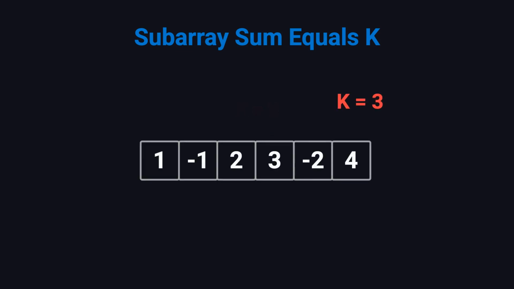Now let's look at a slightly more interesting example that includes negative numbers. The array is 1, -1, 2, 3, -2, 4, and k equals 3. In this case, there are 3 valid subarrays. The first one is 1 plus -1 plus 2 plus 3 plus -2. The second one is just the single number 3, and the third one is 2 plus 3 plus -2.